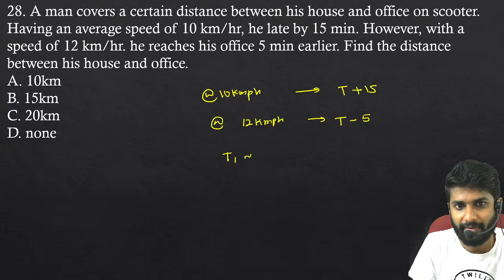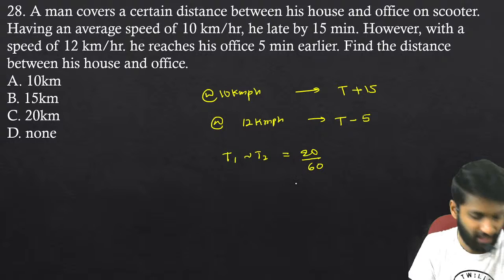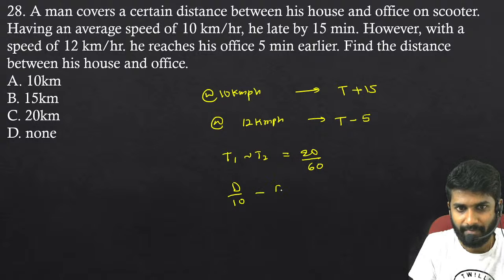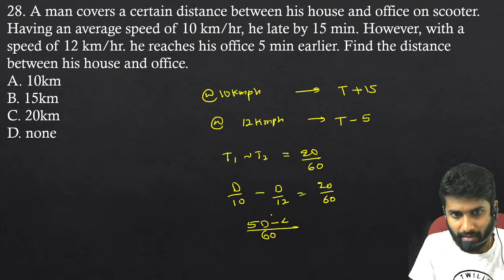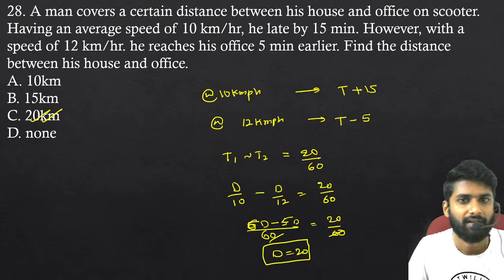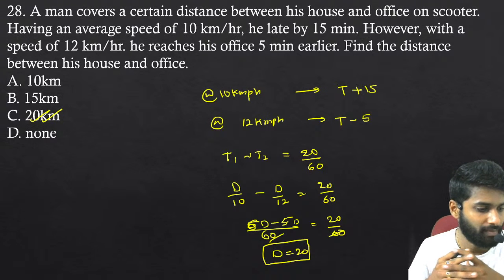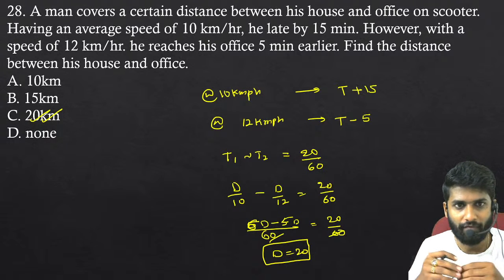Now the difference of timing is exactly 20 minutes, which means 20 by 60. First, d by 10 minus d by 12 is equal to 20 by 60. The LCM becomes 60. The numerator values are 6d minus 5d, equal to 20 by 6. Now the distance between these two places is 20 kilometers. Distance is exactly 20 kilometers. Now give me the speed also, guys. What is the required speed to reach the office on time?